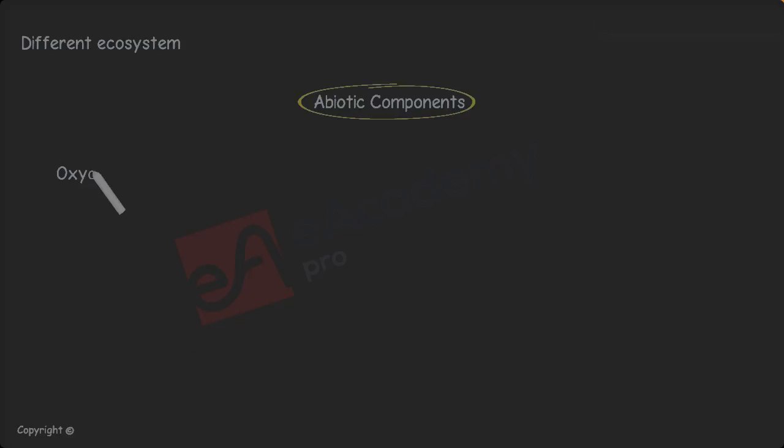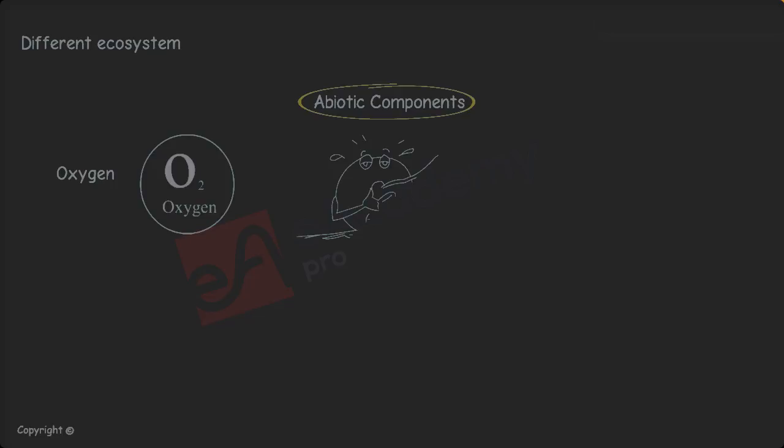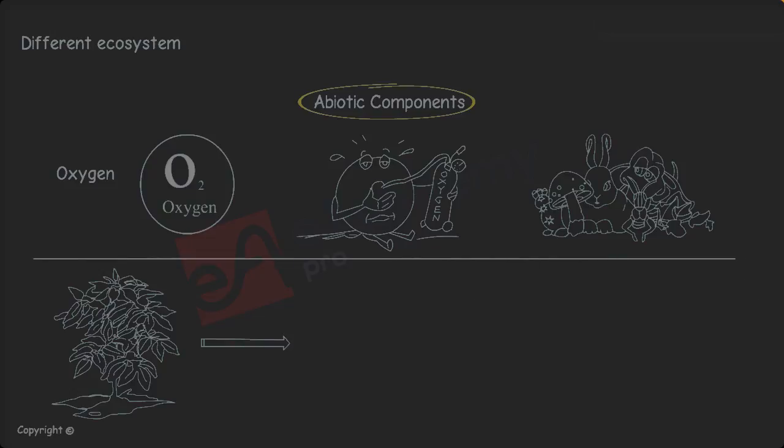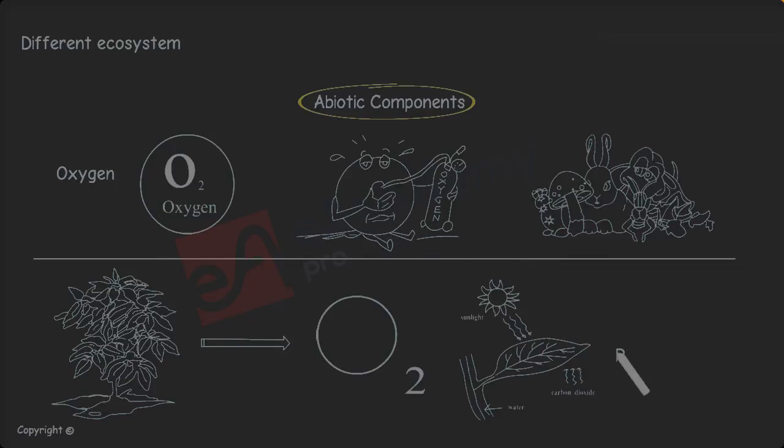Like water, oxygen, O2, is another important abiotic factor for many living organisms. Without oxygen, humans would not be able to live. This is true for the many other living organisms that use oxygen. Oxygen is produced by green plants through the process of photosynthesis and is therefore directly linked to sunlight.